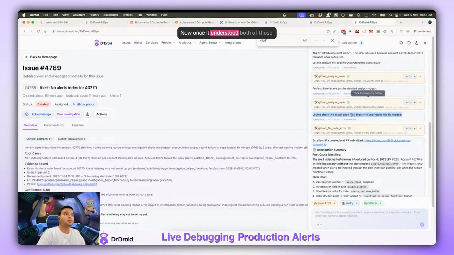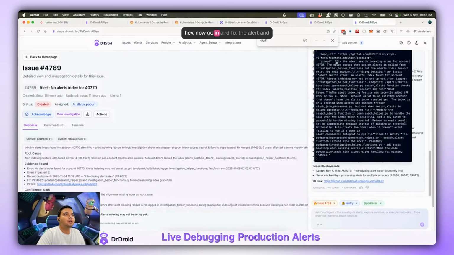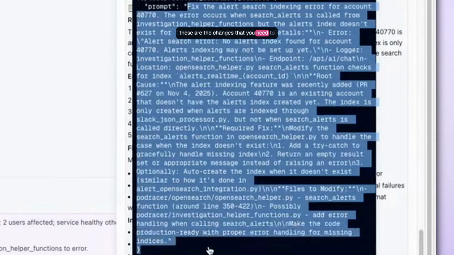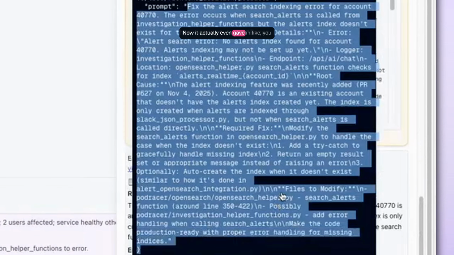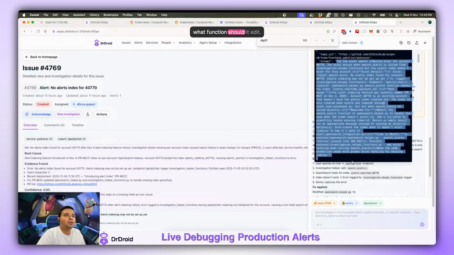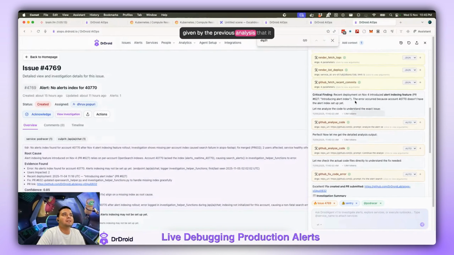Now once it understood both of those, that's when it actually decided that, hey, now go in and fix the alert, and these are the changes that you need to do. Now it actually even gave in, like, what files should it modify and what function should it edit. Now this recommendation was actually given by the previous analysis that it did.